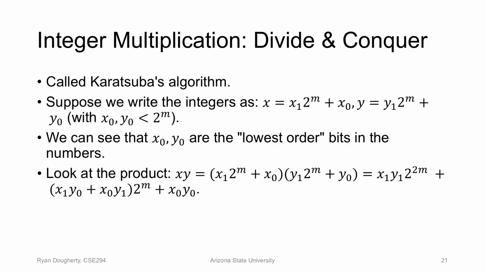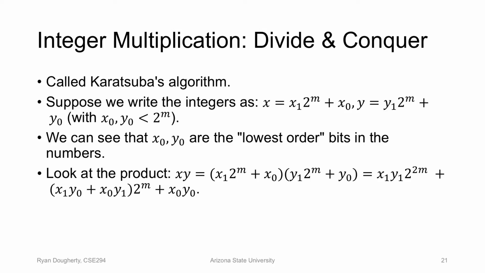You can think of this as x1 and x0. I actually wrote this wrong, but x1 and x0 is the number separated into two parts. So x1 is the highest order bits, like the n over 2 highest order bits, and x0 is the lowest order bits, right? So it's split into two pieces.